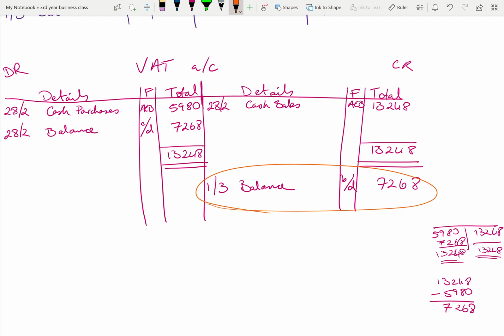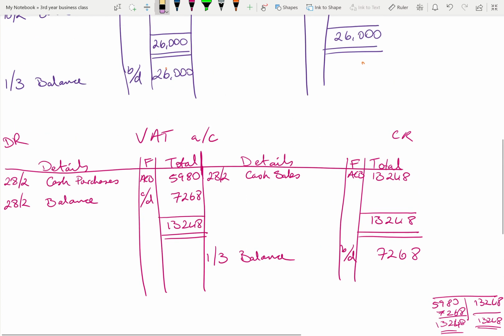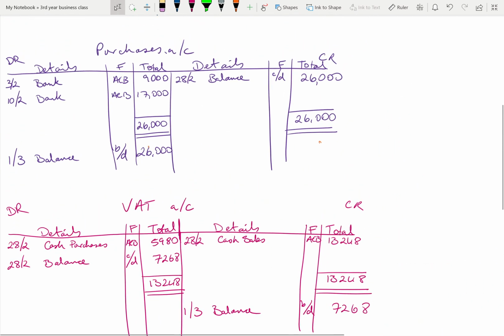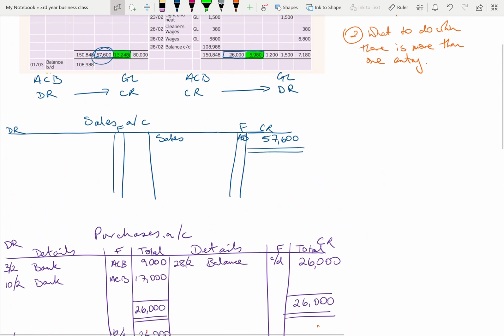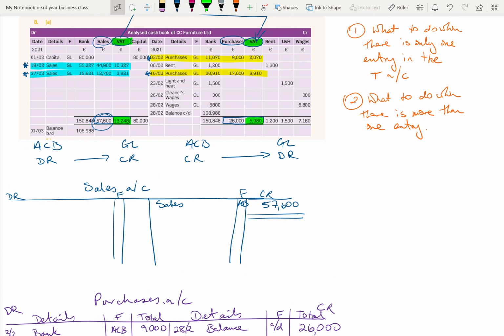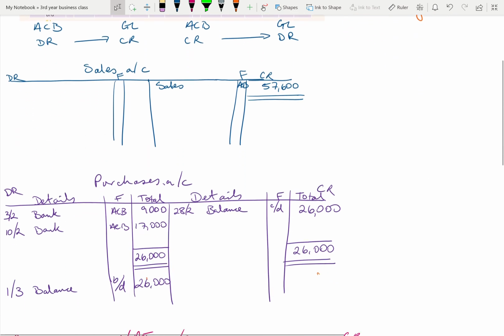Okay, it's always the final entry in the account, the balance below the line, that gets transferred to the trial balance. But we'll look at the trial balance again in another video. Now, I hope that helps, guys. I hope you have a little bit better understanding of how to balance an account. At least by having the video, you can go back and look again and again and again.